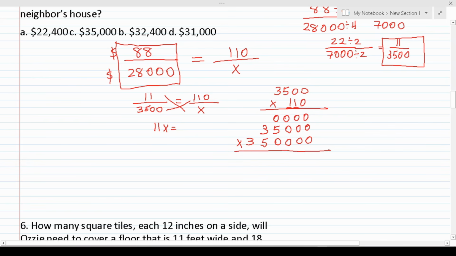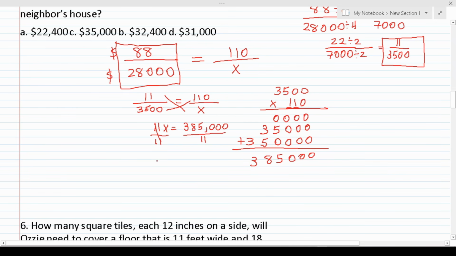Now let's not multiply, let's add this up. Arithmetic reasoning usually takes a lot out of you. 0 plus 0 plus 0 is 0. 0 plus 0 plus 0 is 0. 0 plus 0 plus 0 is 0. 0 plus 5 plus 0 is 5. 3 plus 5 is 8. 3 plus nothing is 3. So this says 11x equals 385,000.